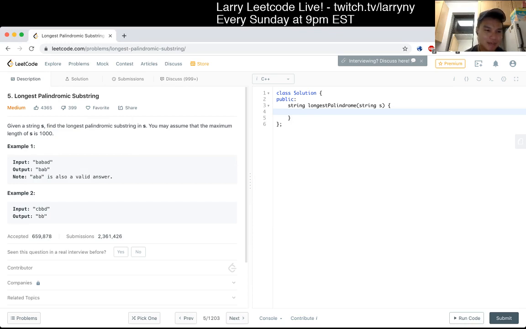How do I do it? How many strings are there? Well, the very, very naive thing is n cubed, right? Because you can do the n squared substrings, and you spend O of n to check each one, and that's n cubed. But for 1,000, that's clearly not going to be fast enough.